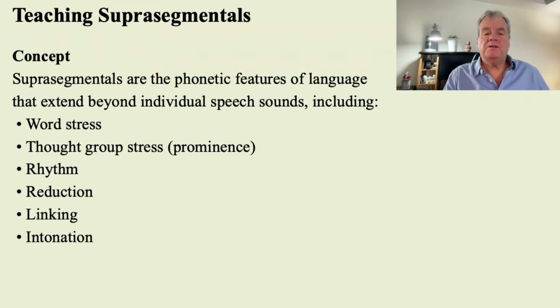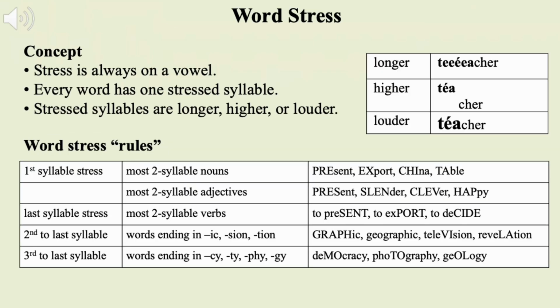Now, we'll look at the teaching of suprasegmentals: word stress, thought group stress, rhythm, reduction, linking, and intonation. These features are crucial for the development of natural-sounding speech. The study of suprasegmentals starts with syllables. The stressed syllable is longer, higher, or louder, and it could be all three.